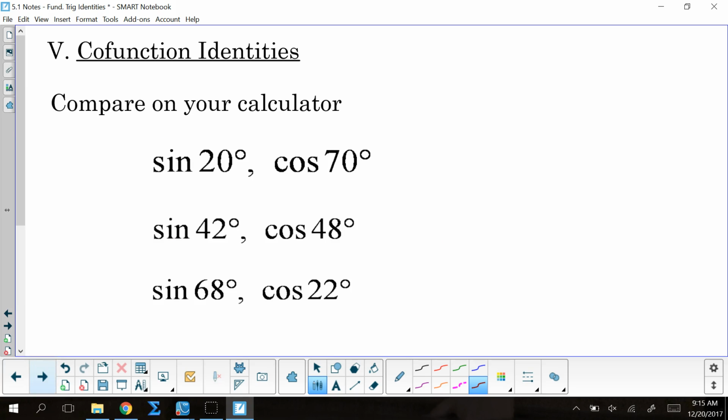What I would like you to do now is compare the sine of 20 degrees to the cosine of 70 degrees, because 20 and 70 are complementary angles. Sine of 42 degrees to the cosine of 48 degrees. The sine of 68 degrees to the cosine of 22 degrees. What did we find? They're the same.